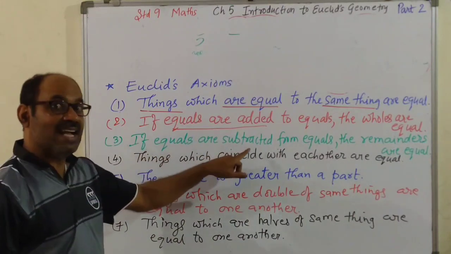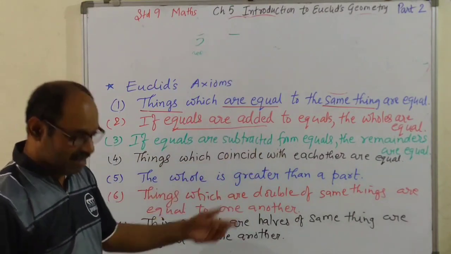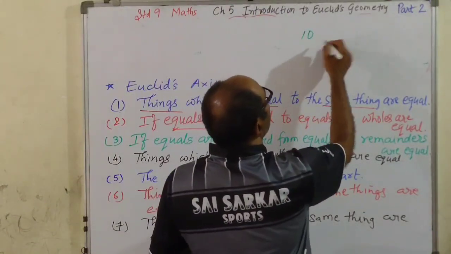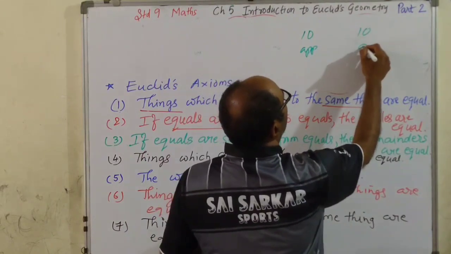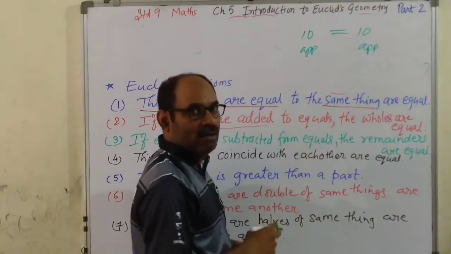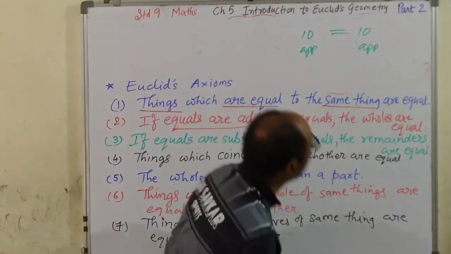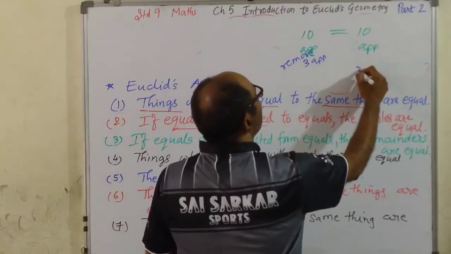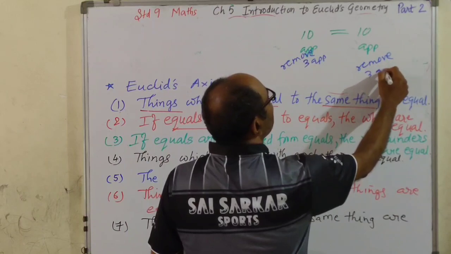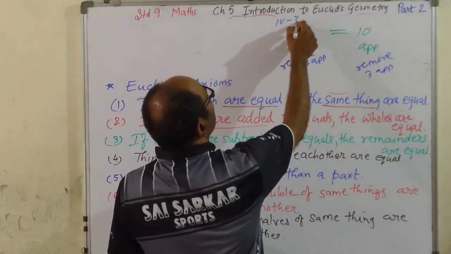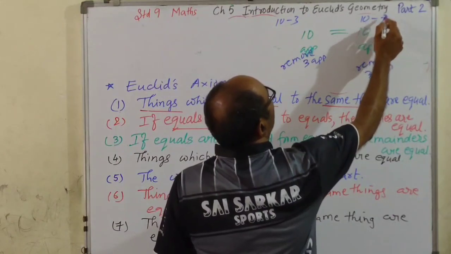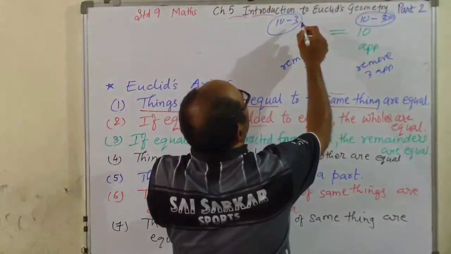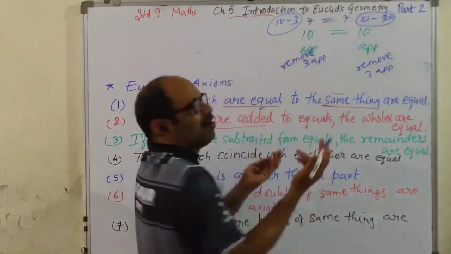Third, if equals are subtracted from equals, the remainders are equal. Quite easy. We have 10 apples, let's say, and here also 10 apples. So we have equals. But I remove 3 apples from here, and the same I remove from there, 3 apples. Then what happens? 10 minus 3, and here also 10 minus 3. These are the remainders. After taking away, the remainder is 7 apples. Here also 7, and they remain equal.